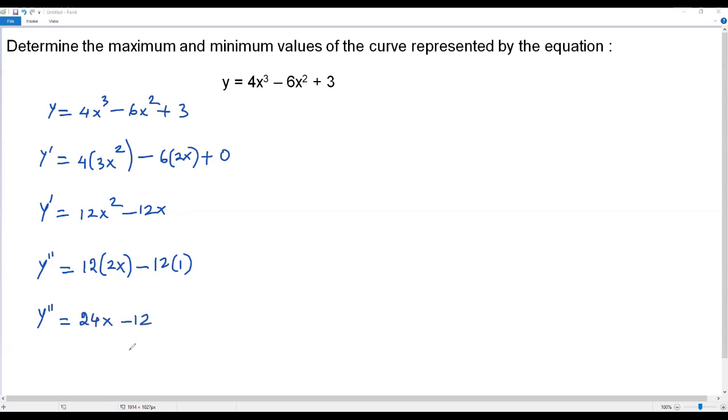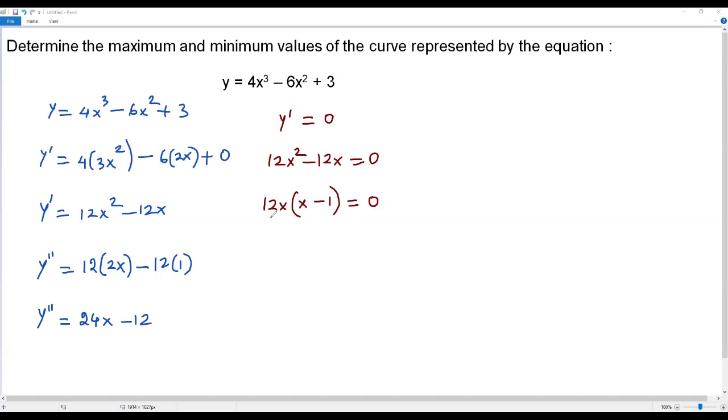Okay, now I have the first derivative and second derivative. My next step is to find the critical points. I can find the critical points by equating the first derivative to 0. So I get 12x^2 - 12x = 0. The greatest common divisor for these two terms is 12x, so I can factor 12x out, and I get 12x times (x - 1). Even if I distribute the 12x to x and negative 1, I get the same expression.